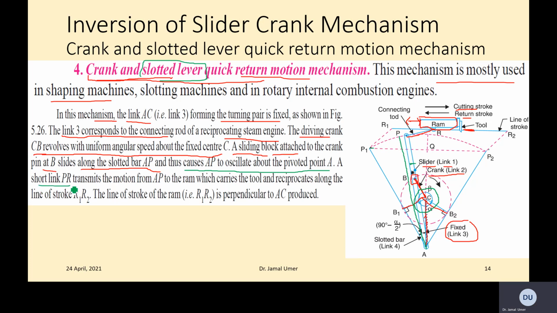A short link PR. So this is a short link. This is one of the links connecting toward the ram. This is the short link PR.